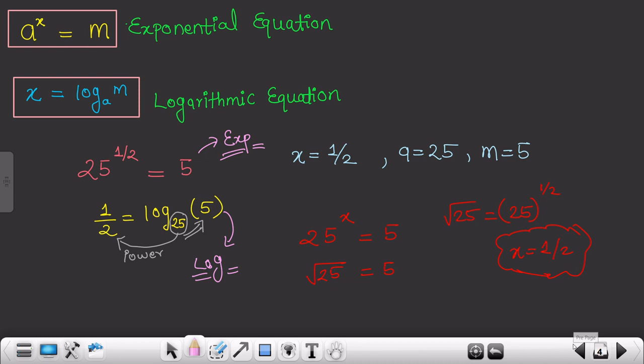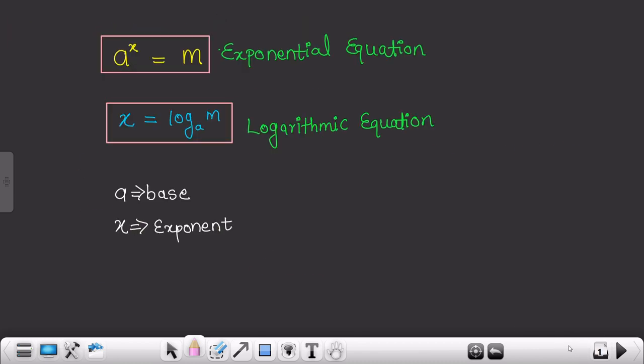So I really hope that you understood this particular video. Again, we will revise. First, if you have an exponential equation, you should always keep in mind that whenever we are dealing with an exponential equation, whether in physics, chemistry, or mathematics, in any subject, we first have to convert it into logarithmic form. So this is the logarithmic equation, where a is the base and x is the exponent. Based on this, we solved some numericals.